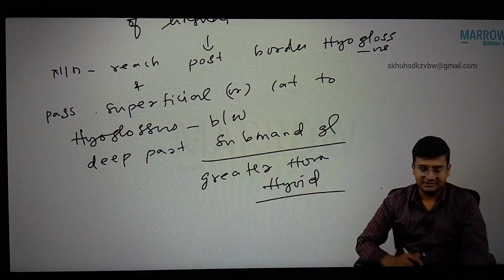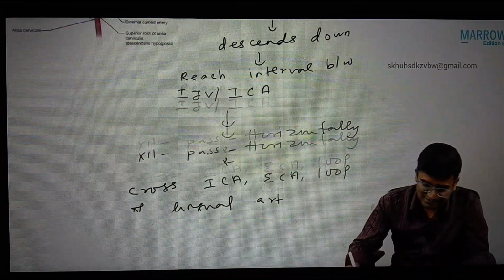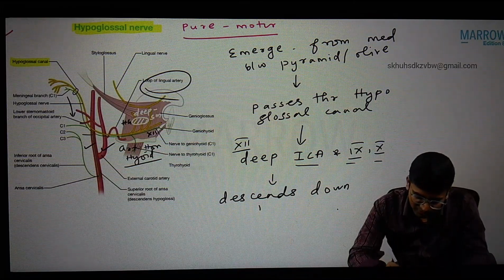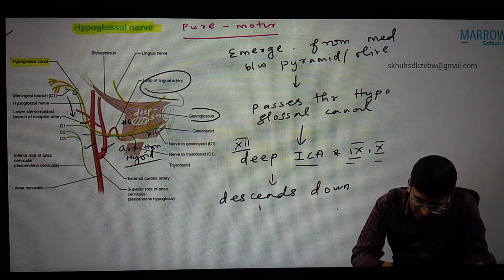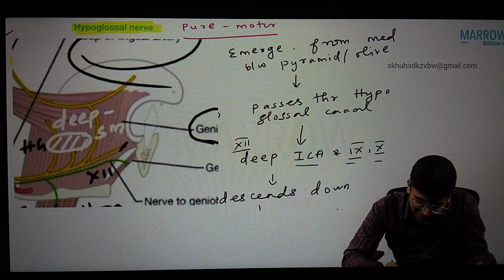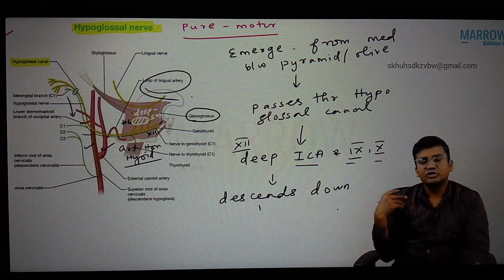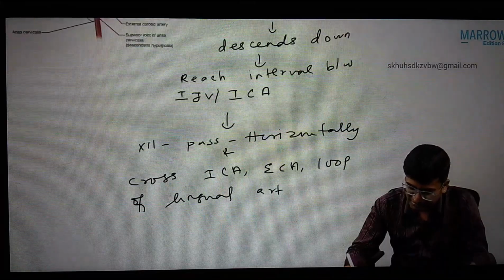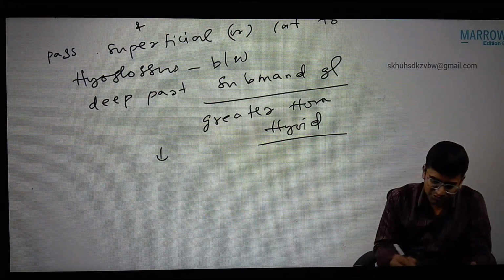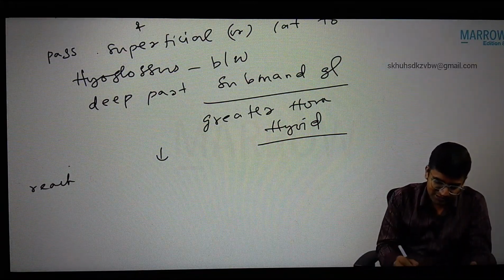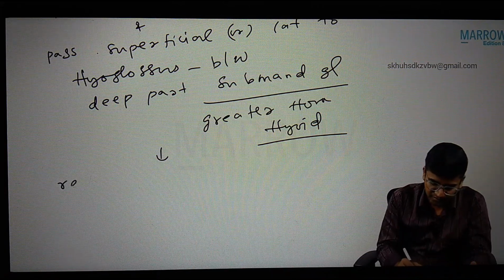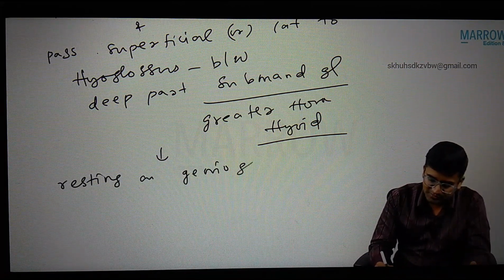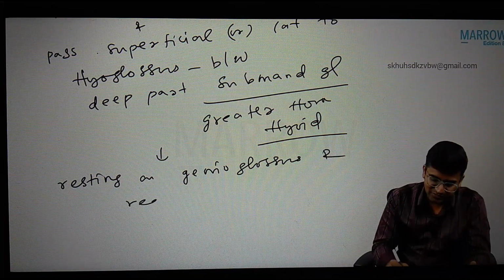Okay, right. Then next, the hypoglossal nerve is resting on the genioglossus muscle, which in turn reaches the tip of the tongue and divides into numerous branches and supplies the various muscles of the tongue. So the hypoglossal nerve rests on the genioglossus muscle and reaches the tip of the tongue.